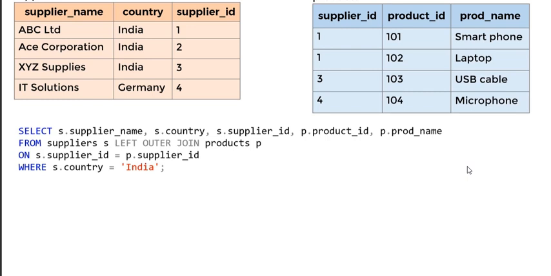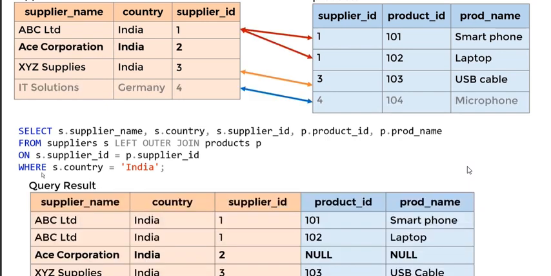We have placed the predicate country equals India in the WHERE clause. So: select from suppliers left outer join products on supplier ID equals supplier ID where country is equal to India. Here it will give AS Corporation also. This gives us the following result. As expected, we get all Indian suppliers returned, including AS Corporation, since AS Corporation does not have any matching rows in the products table. It just gets null in the query result for the products table columns.